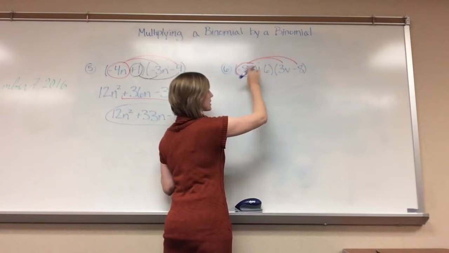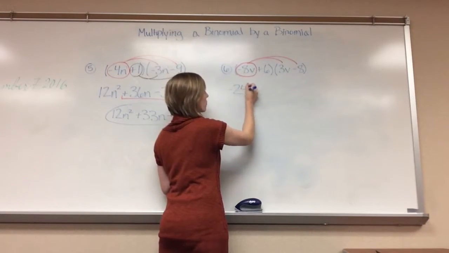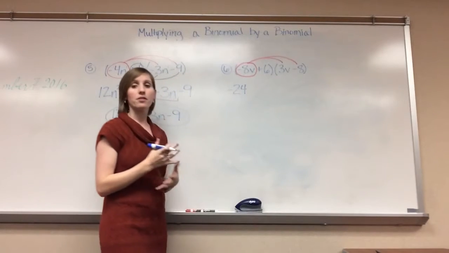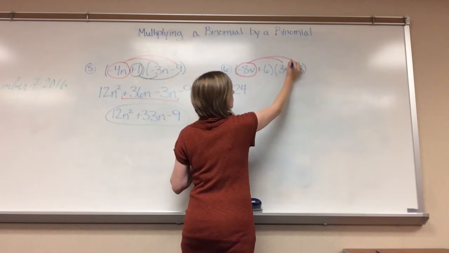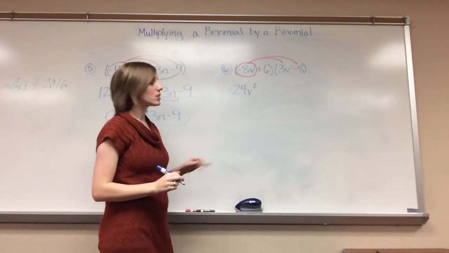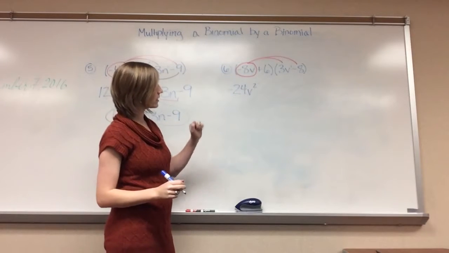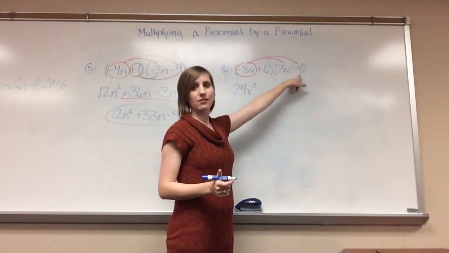Multiply the whole numbers. Negative 8 times positive 3 is negative 24. For the variables, add the exponents. So 1 plus 1 gives me v to the second power, v squared. So negative 24v squared. From there, I need to multiply negative 8v times negative 8.